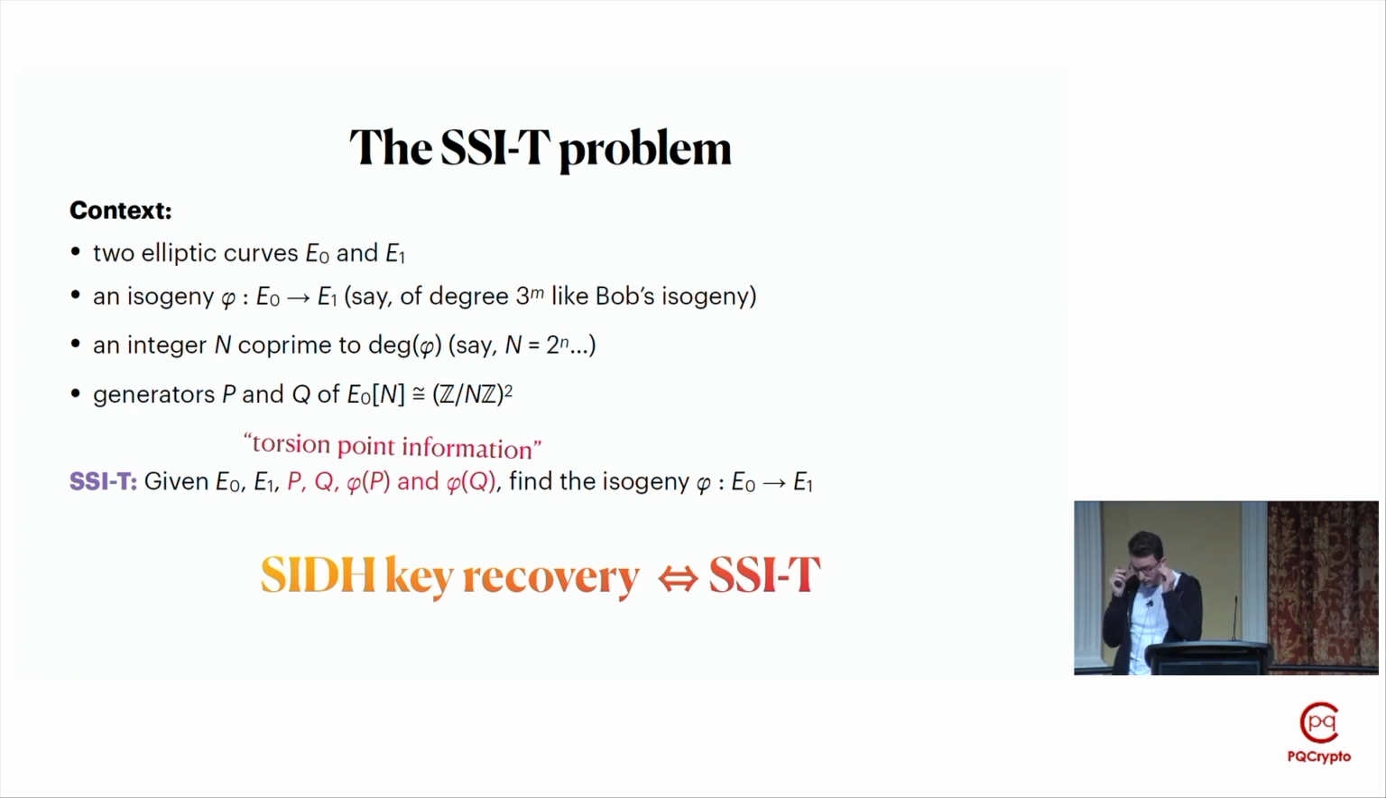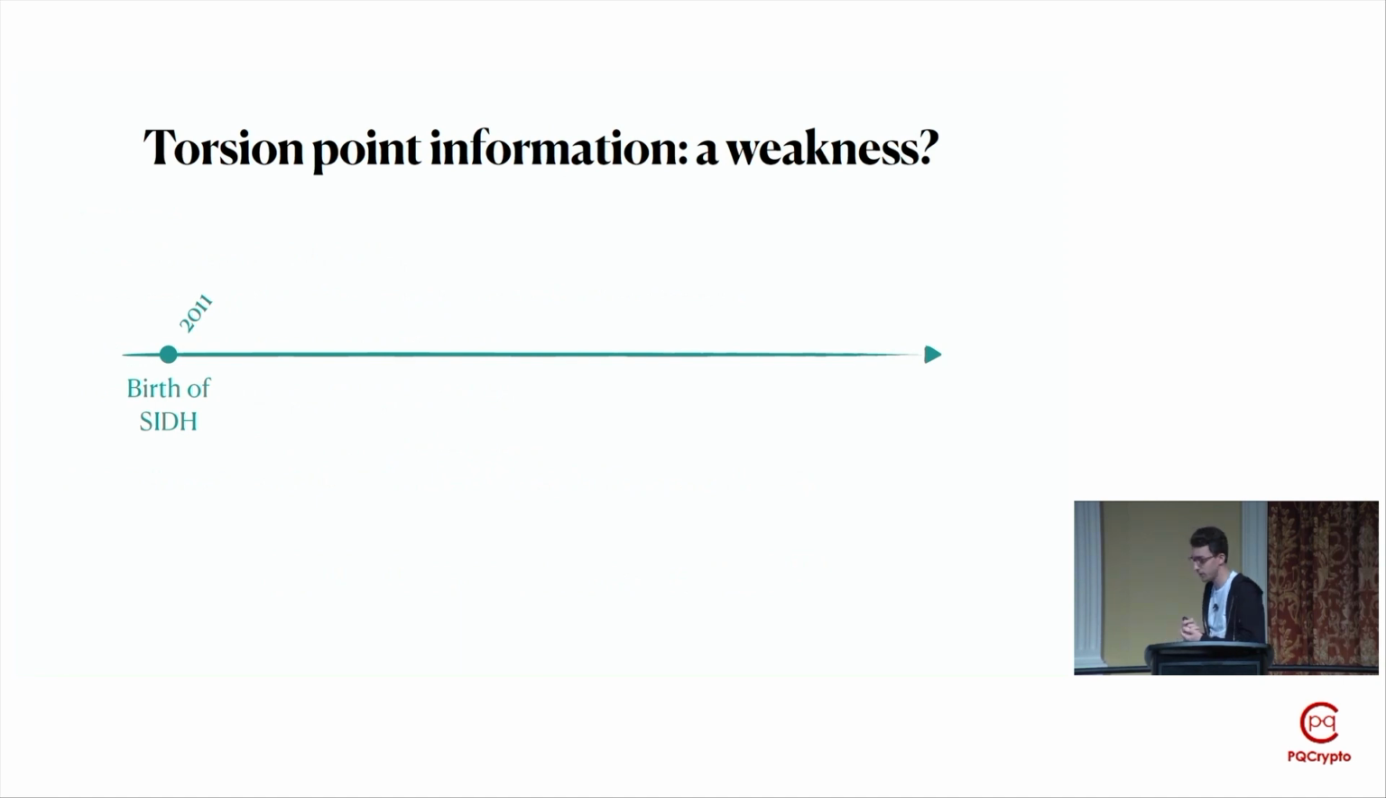So you expect this extra torsion point information to make your problem easier, because of course it's just more information. It's more you can work with to find the very same output. Has this ever been a concern? Have people suspected that this could be an easier problem than the pure isogeny problem? Well, of course, there's a history of attacks exploiting torsion point information.